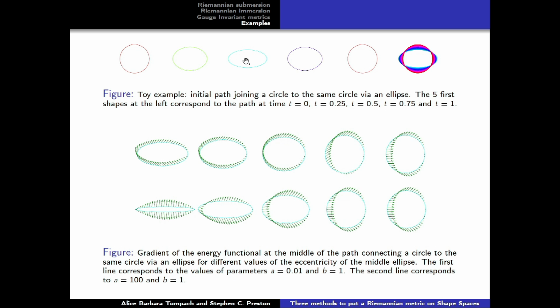You put an ellipse in the middle, so this is the path that you start with, and you want to apply a gradient descent, for instance, to obtain the geodesic, which will be the constant circle along the time. And so you can analyze how the parameters are important in the numerics.